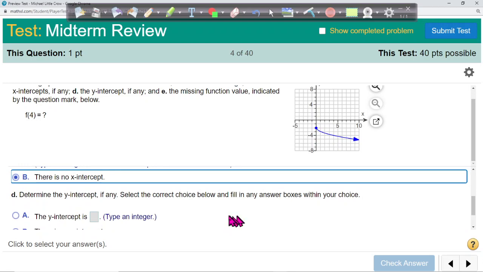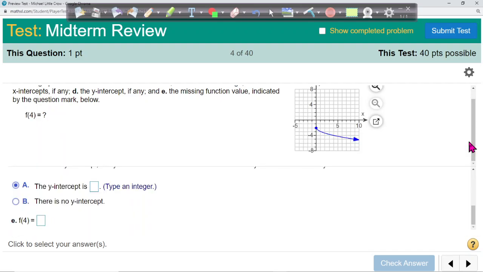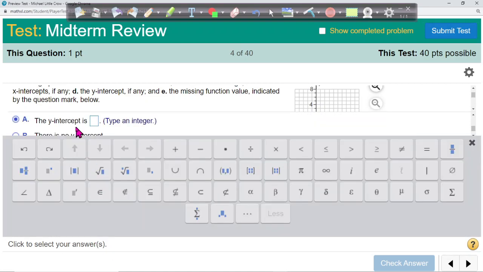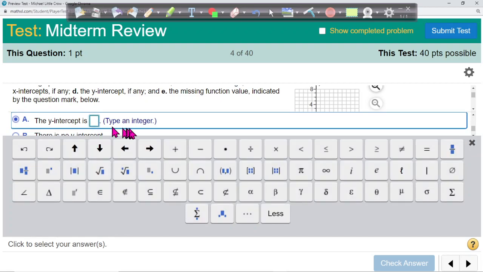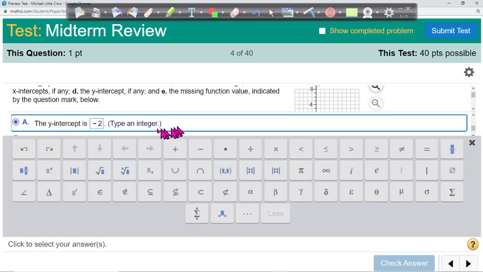Okay, so determine the y-intercept, if any. Well, we do see a y-intercept. It's right there on the y-axis. That is a value of (0, negative 2). But it says just type the integer, so they're just looking for the value. The y-intercept is negative 2. So type an integer. If they wanted an ordered pair, they would tell us to put an ordered pair.